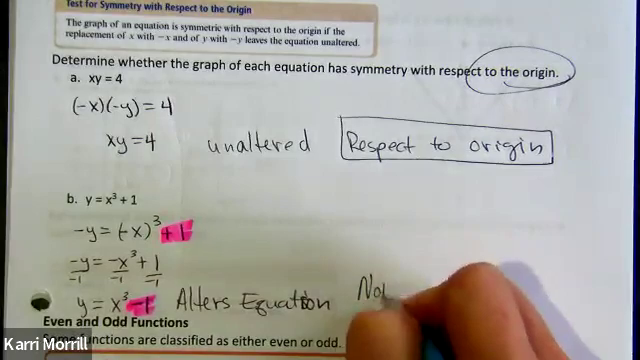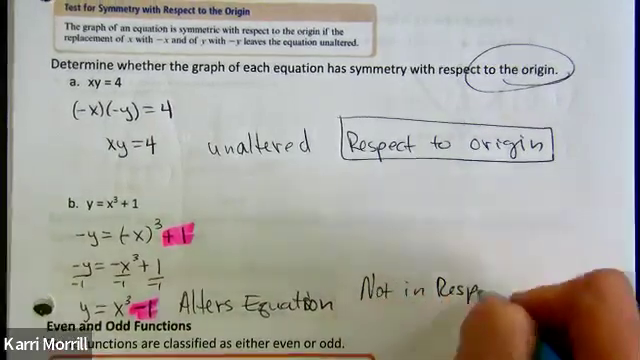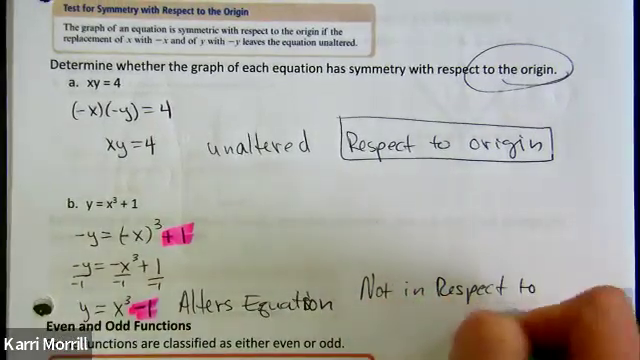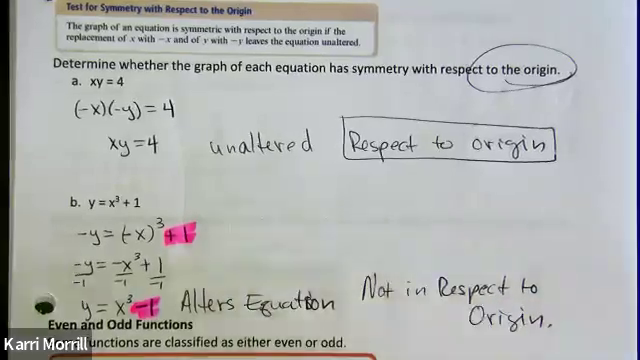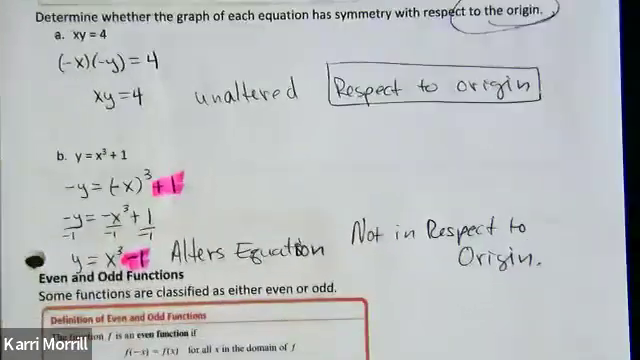So it's not in respect to the origin. Or you could just write no for yourself if you want. You don't want to write all that.